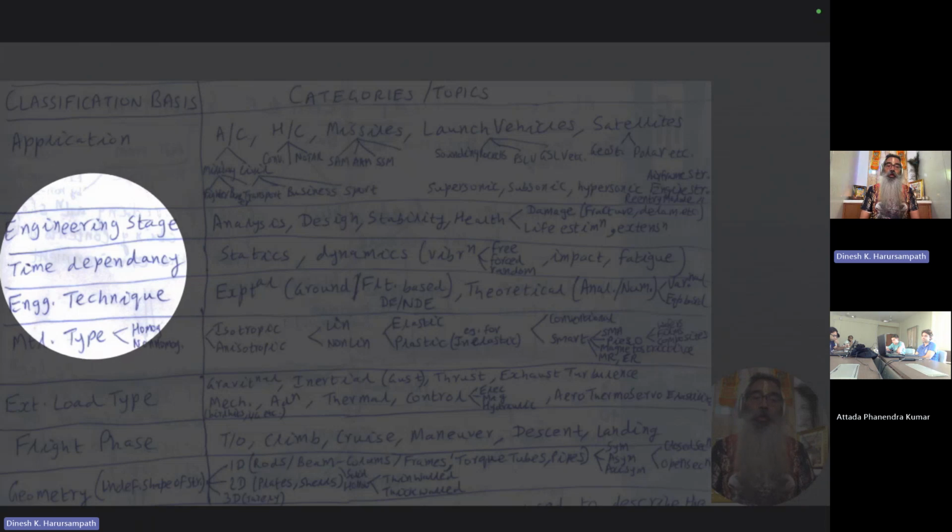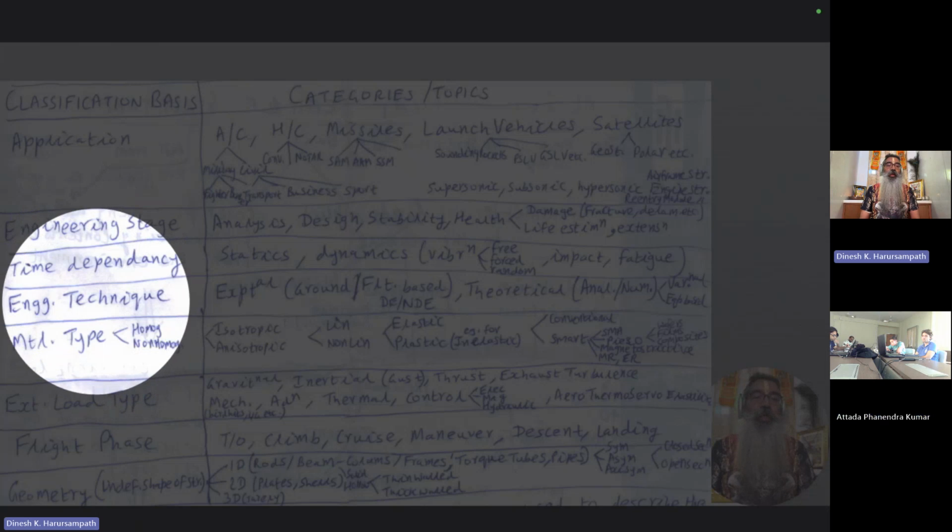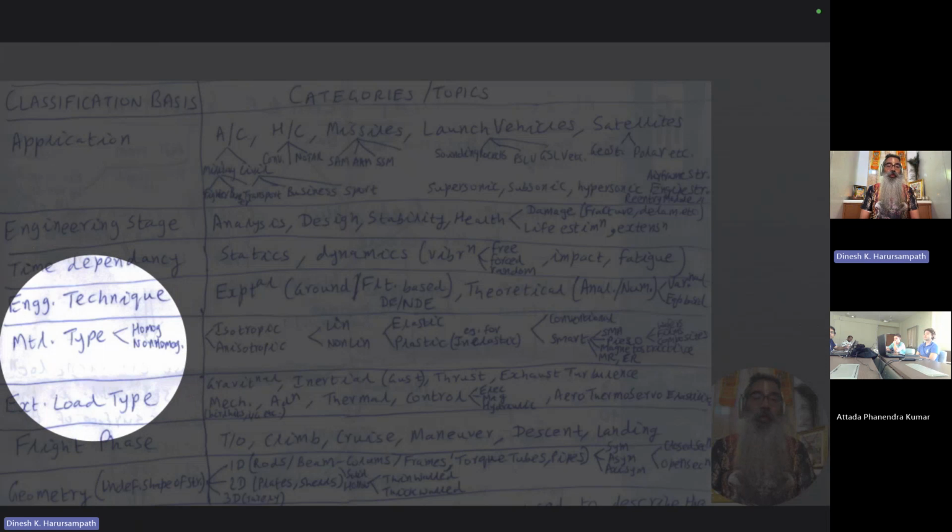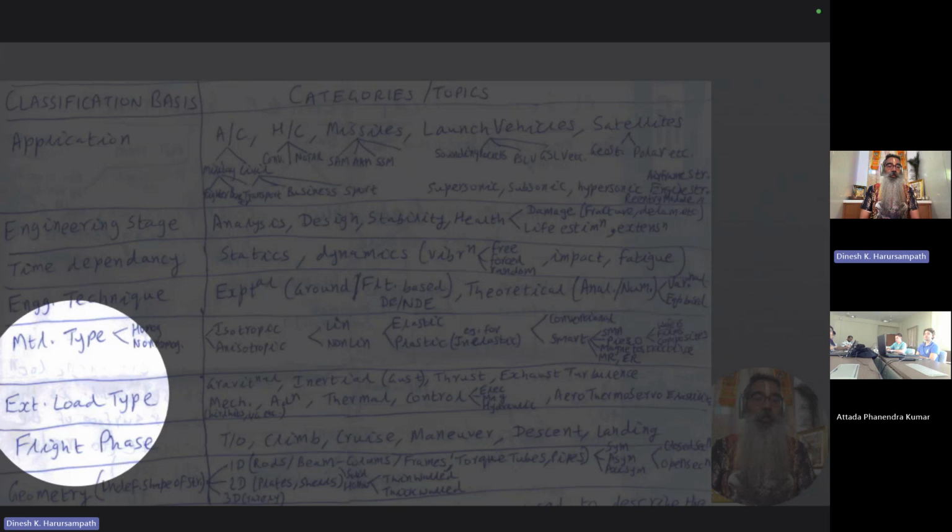Does it depend on time or not? If it does depend on time, how does it depend on time? Next, we will look at the technique of engineering that we will employ in order to get solutions: first of all, formulating the problem, and then solving it. Next, we will also look at the various material types, and then the classification based on what the external loads are. This is very important and critical, so I will have a separate slide to expand on that after this.